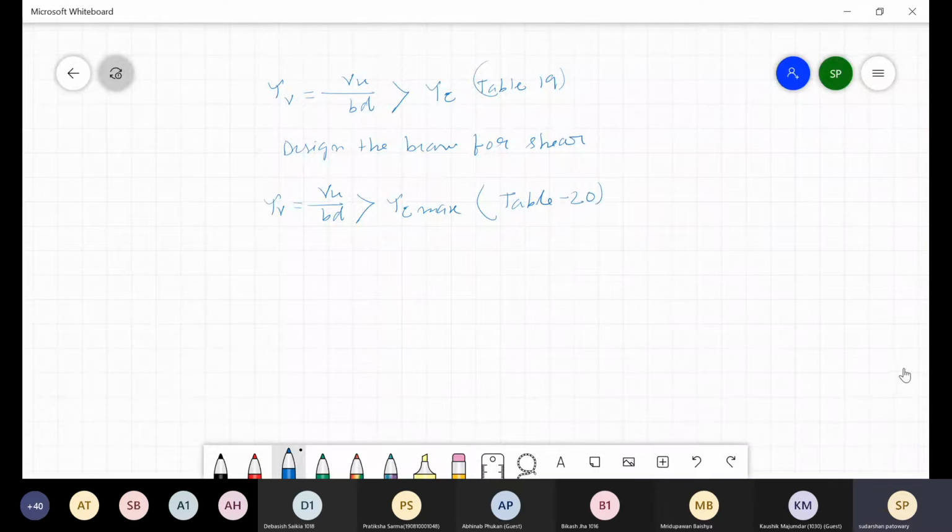Now what happens? If you find that tau v is greater than tau c max, then redesign. You have to redesign the beam. And for redesigning the beam, you have to increase the depth of the beam. Suppose initially you assume that the depth of the beam is, suppose, this is 300.